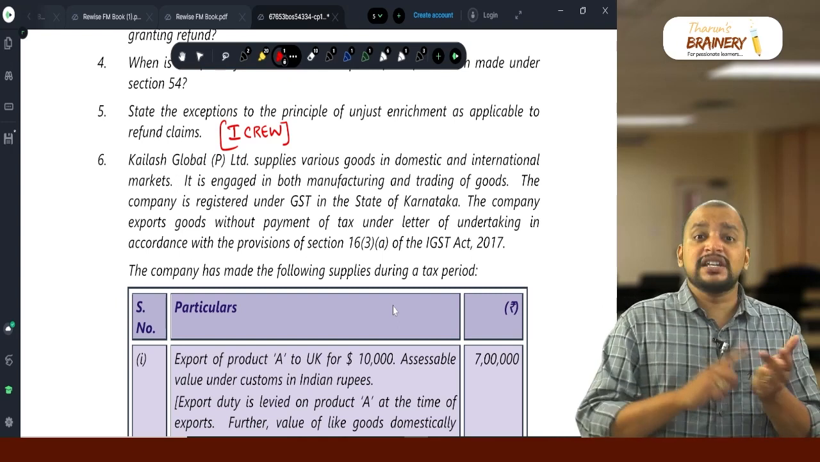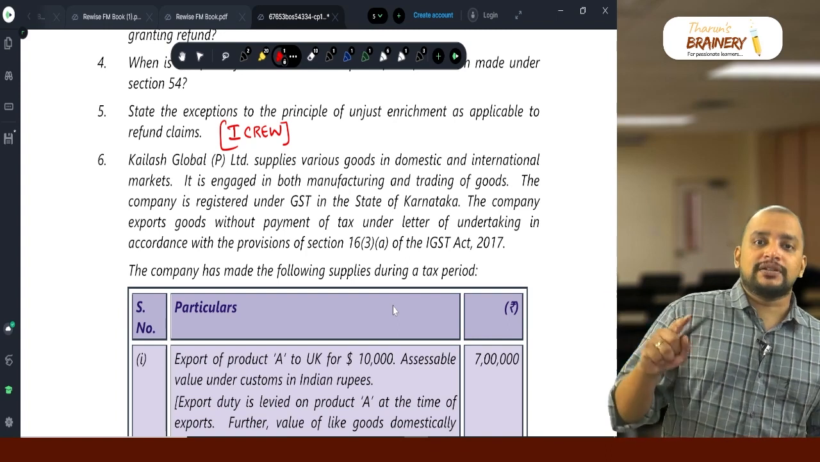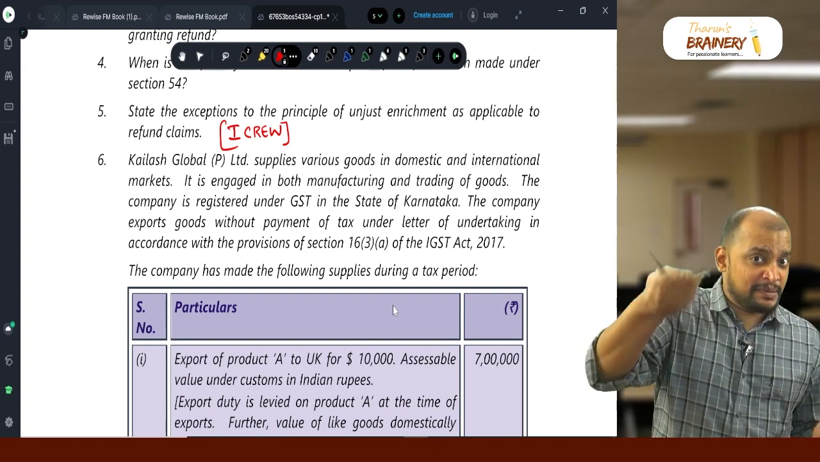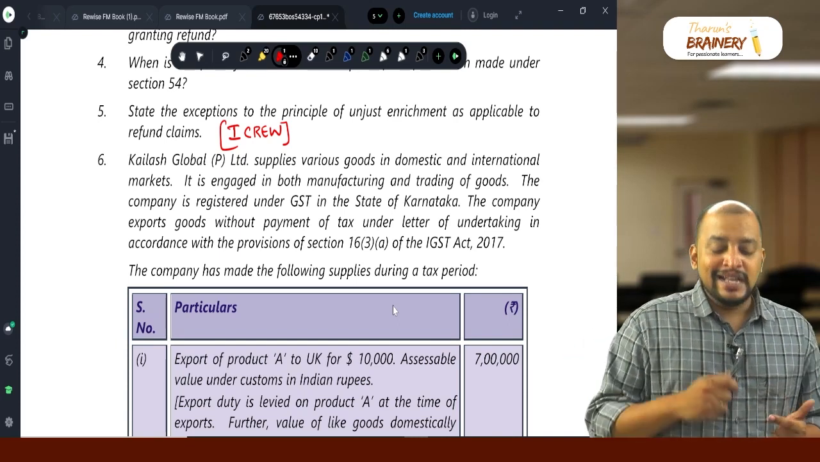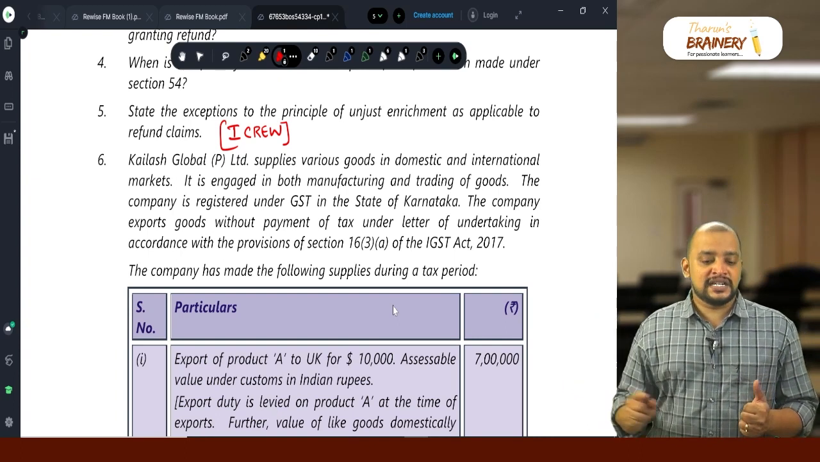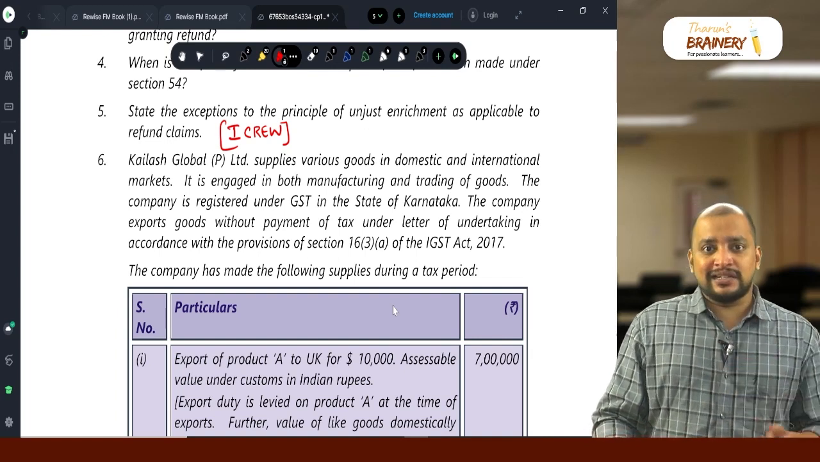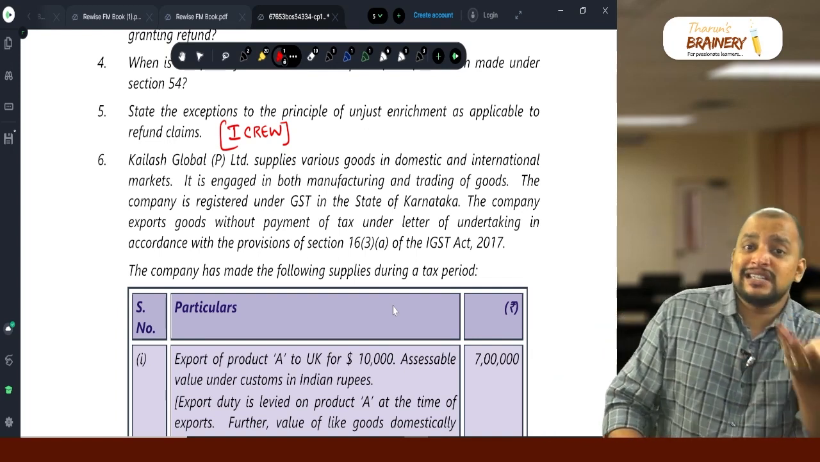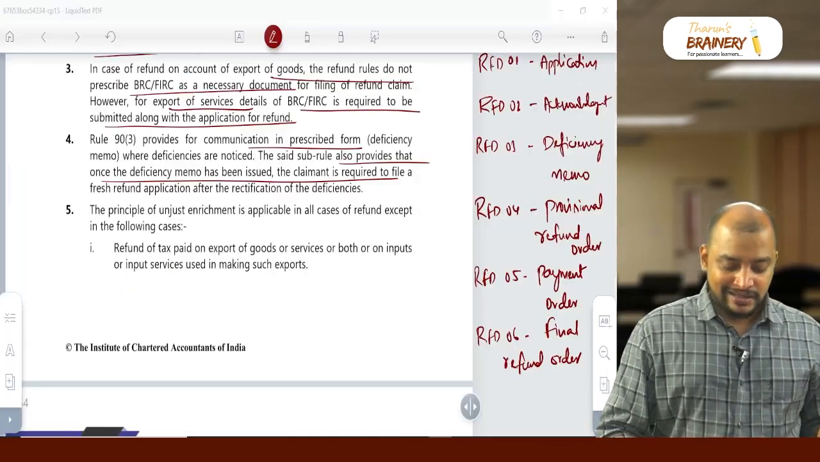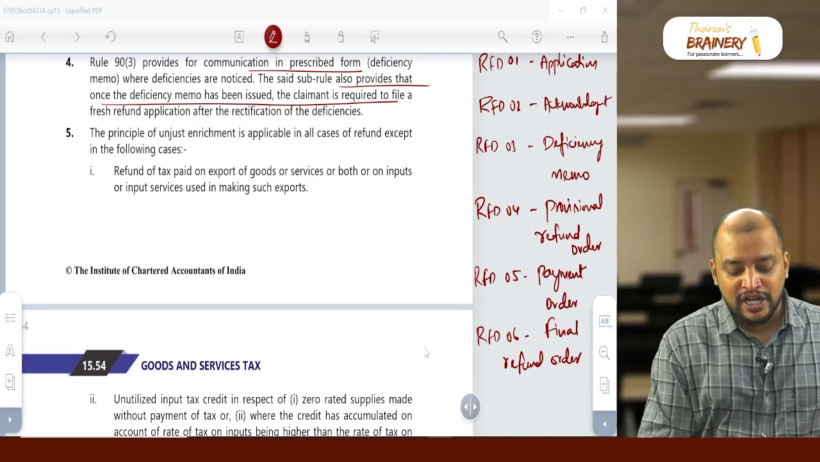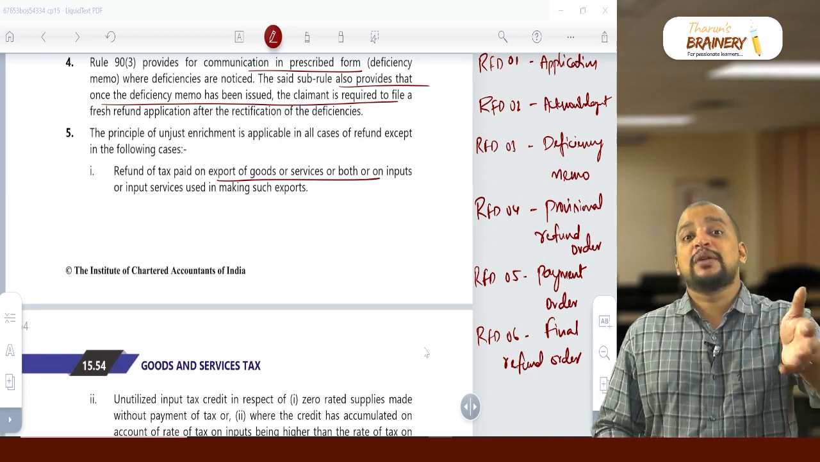I for ITC refund, C for refund from the cash ledger, and R is refund voucher. So refund voucher: when we receive advance, we give a receipt voucher, and if that advance is cancelled, we will return it and give a refund voucher. Then E is export of goods or services, and finally W, that is wrong classification, that is we paid CGST, SGST instead of IGST, or IGST instead of CGST, SGST. So these are the 5 cases. That is refund of tax paid on export of goods or services, export upon payment of IGST.